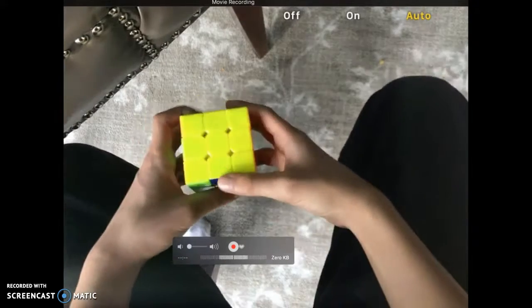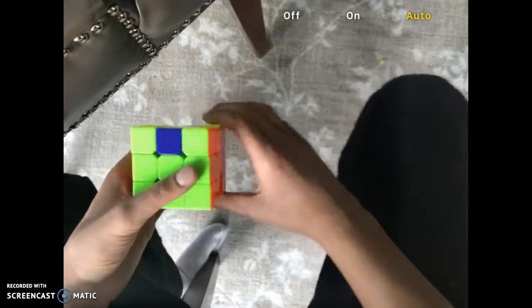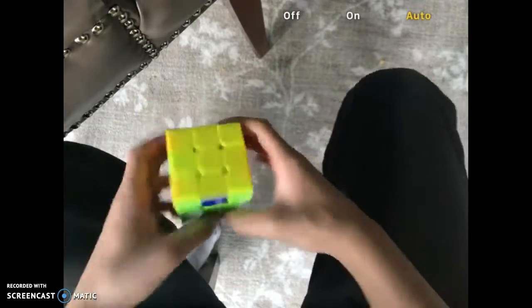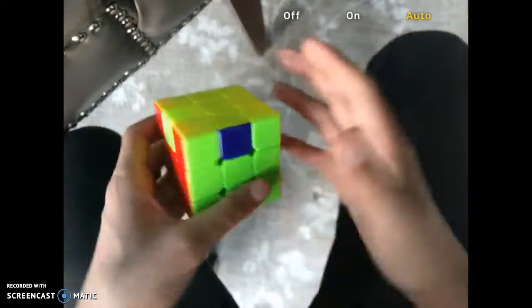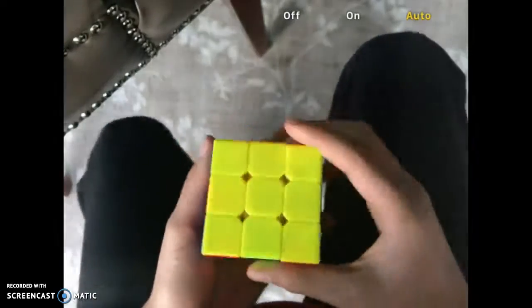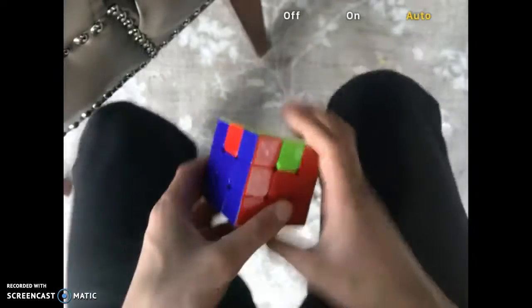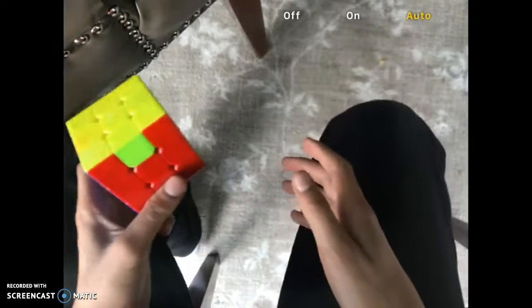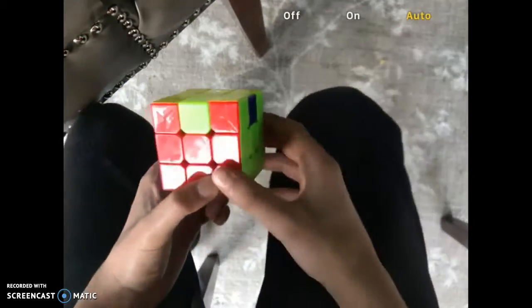Sorry about that. The tabs were all opened and weird. Okay, so now what we have to do is solve the cube. So now we're on to the last step. Congratulations, you are one step away from solving a Rubik's Cube.